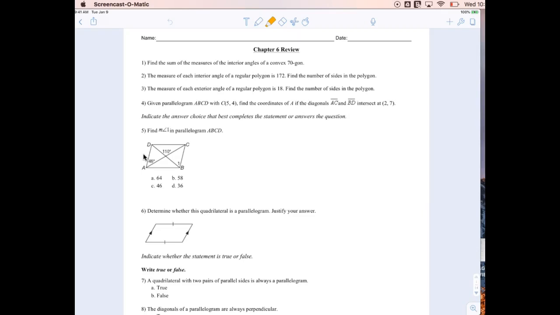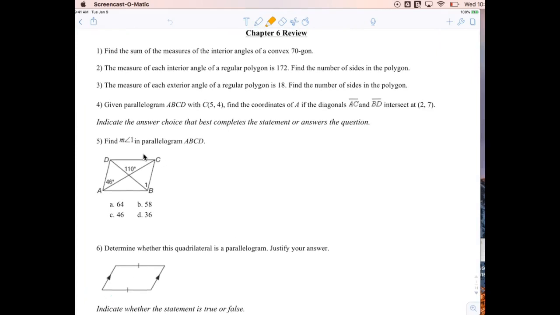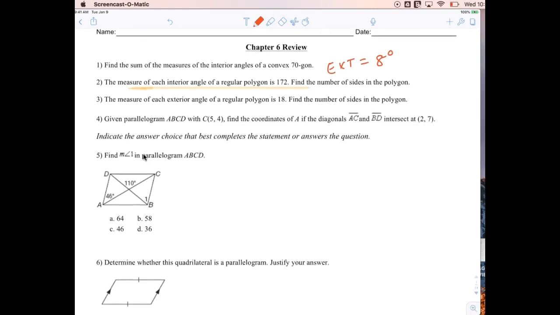For example, number 2, how I would prefer that you do this is to say that the measure of each interior angle is 172, right? That means that the exterior angle is how much? Good, 8 degrees. So if the exterior angle is 8 degrees, that means the number of sides would just simply be 360 divided by 8, which is 45.